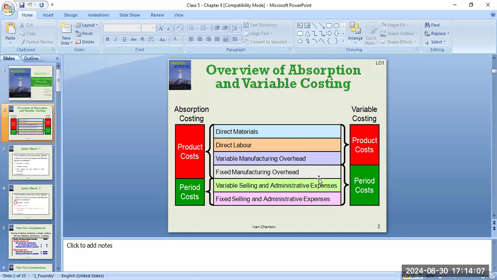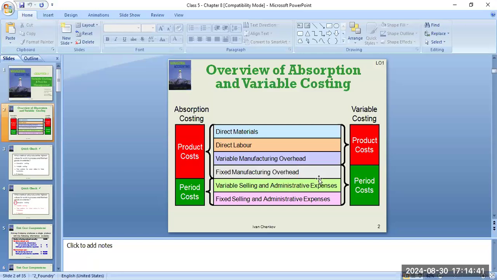In variable costing, we're going to split the cost only into variable and fixed. And for the product, we're going to add only the variable cost, which is direct material, direct labor, and variable manufacturing overhead. The fixed manufacturing overhead cost, we're going to treat as a period cost. Means we're going to expense it right away.